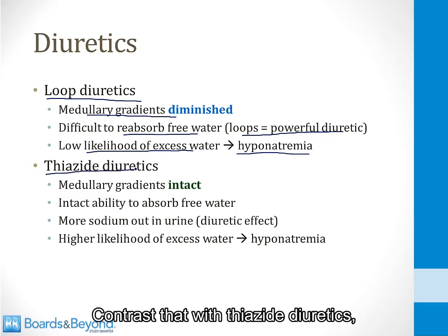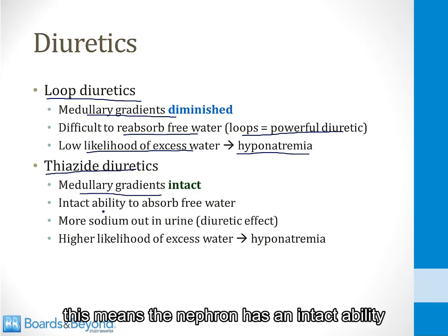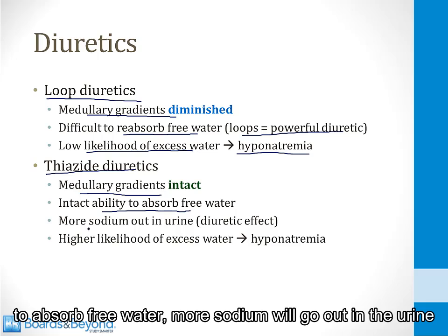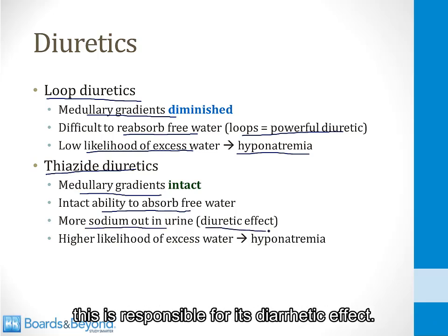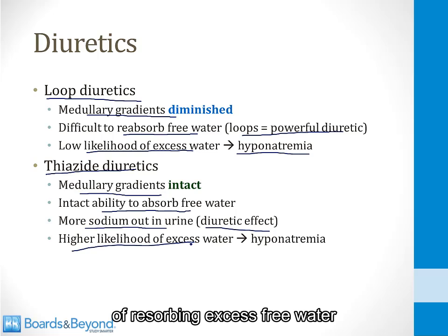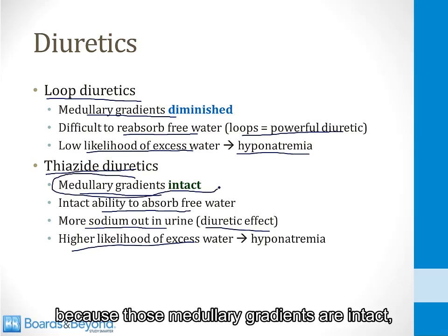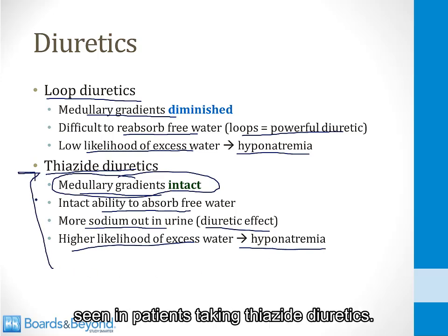Contrast that with thiazide diuretics where the medullary gradients are intact. This means the nephron has an intact ability to absorb free water. More sodium will go out in the urine after administration of a thiazide diuretic. This is responsible for its diuretic effect. However, there is a higher likelihood of resorbing excess free water because those medullary gradients are intact, and thus a higher risk of hyponatremia seen in patients taking thiazide diuretics.